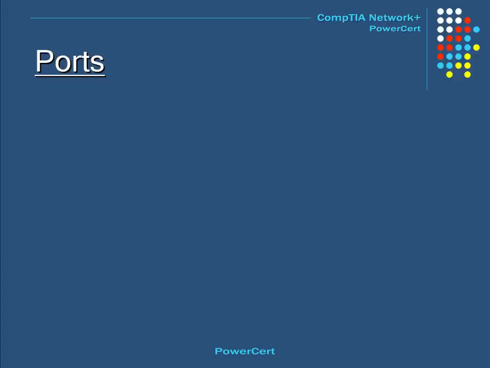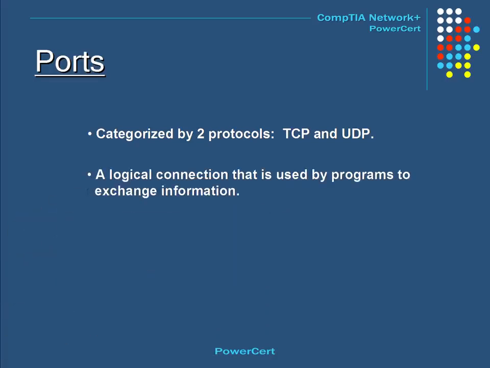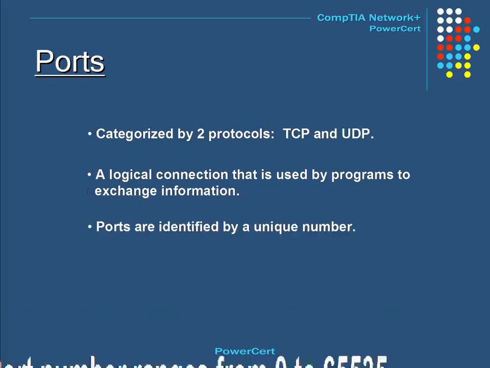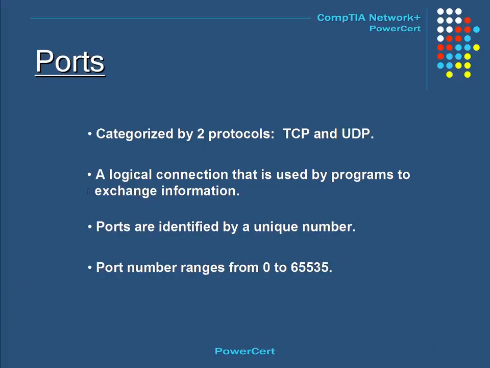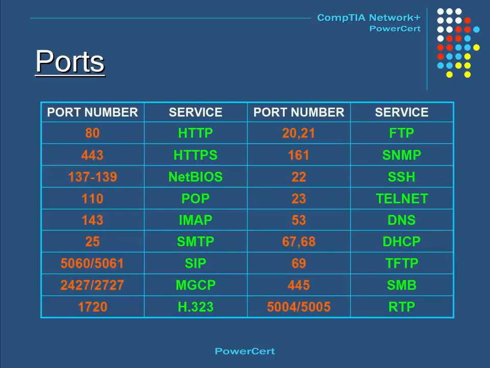When data is sent over the internet to your computer, it needs to know how to accept it. And your computer accepts this data using ports. And these ports are categorized by two protocols, TCP and UDP. Now a port is a logical connection that is used by programs to exchange information. And these ports have a unique number that identifies them. The number ranges from 0 to 65535, but for the exam, you only need to know a few of them.